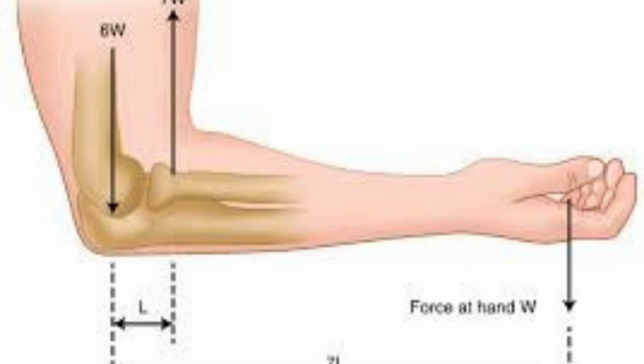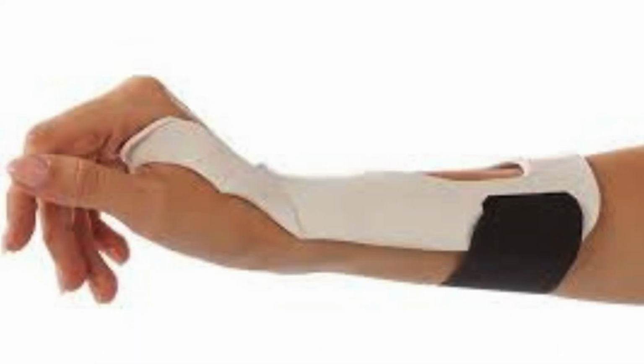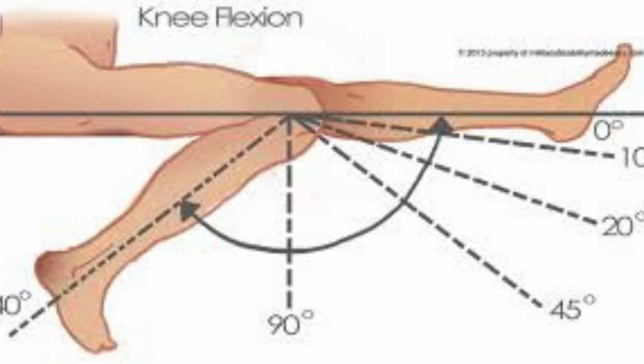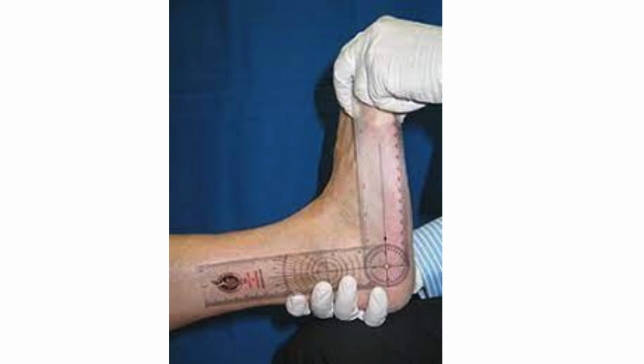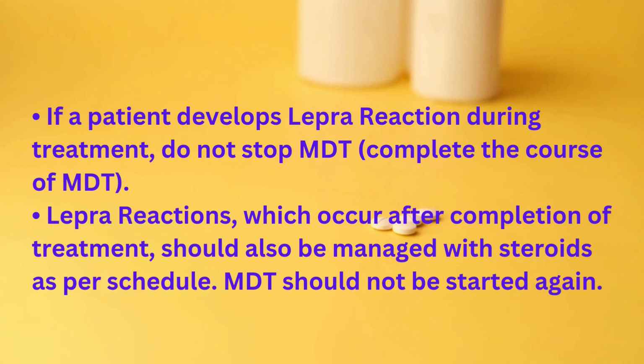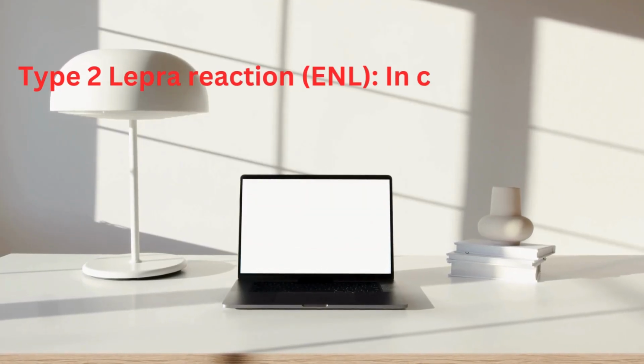of the nerve damage. Ulnar nerve: elbow flexed to an angle of 90 degrees. Median nerve: wrist extended to 40 degrees. Common peroneal nerve: knee flexed to 10 degrees. Posterior tibial nerve: ankle in neutral position of 90 degrees. If a patient develops a leprosy reaction during treatment, do not stop MDT; complete the course of MDT. Leprosy reactions which occur after completion of treatment should also be managed with steroids as per schedule. MDT should not be started again.